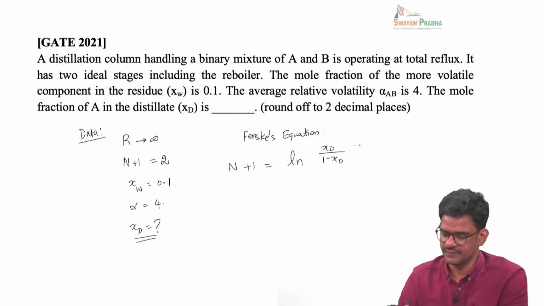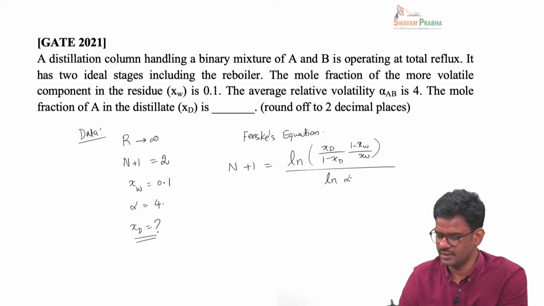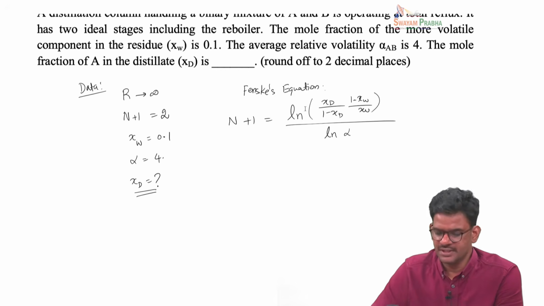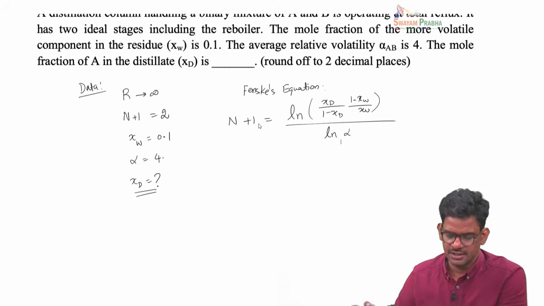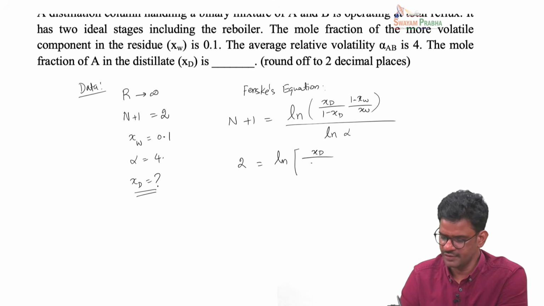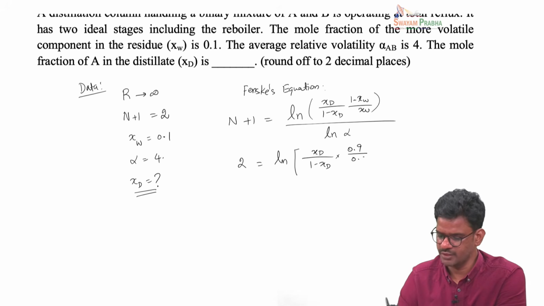So the Fenske equation is given as xt by 1 minus xt times 1 minus xw by xw, by ln of alpha. So basically this problem is a direct substitution, because we know that n plus 1, that is 2. xt is something that we want to find out, but xw is given. So 1 minus xw is 0.9, xw is 0.1, and we have ln of alpha is 4.